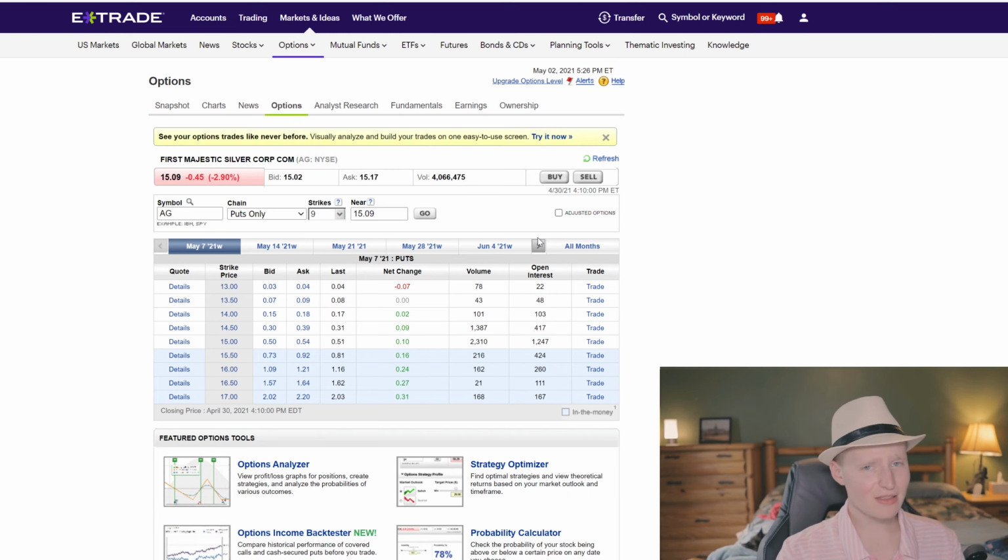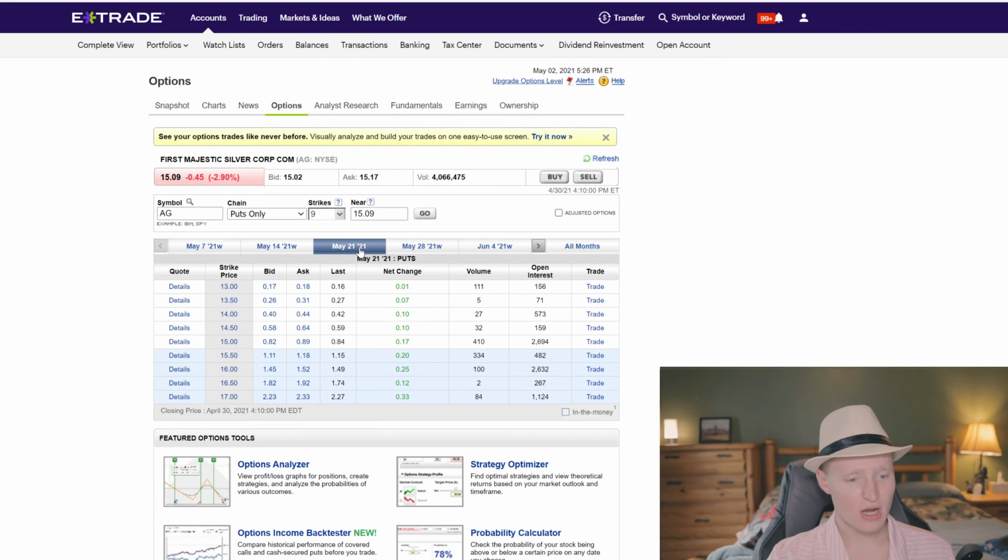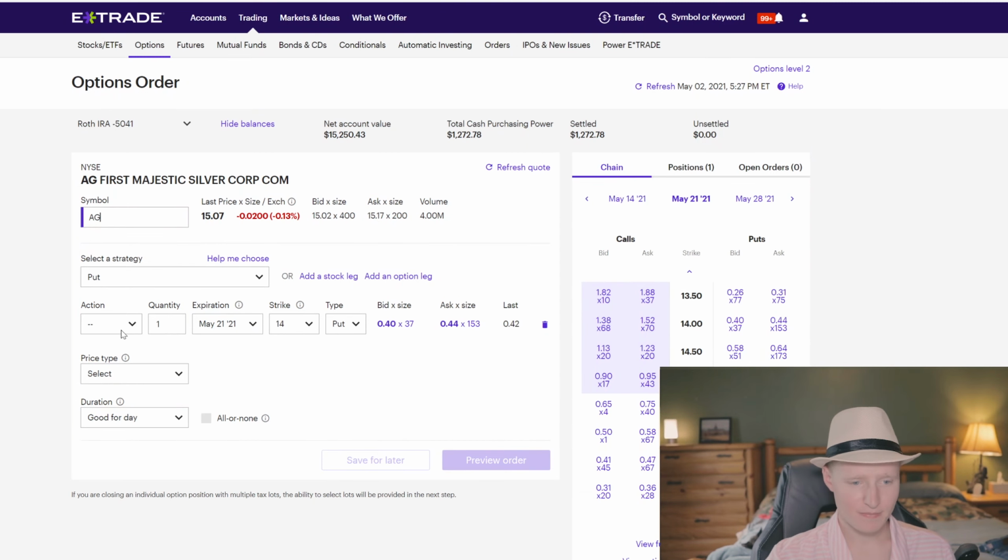When you're selling calls and selling puts, I like to keep it somewhere between 2 and 4 weeks out. Like I mentioned, theta decay when you're selling is going to be on your side. So you want the value of the contract to be eroded away, because that's more money that you get to keep. I have selected May 21st, 2021, but feel free to adjust yours accordingly. I'm going to go with the $14 strike price, and for this, I will be paid anywhere between 42 cents and 44 cents. So I'll click trade.